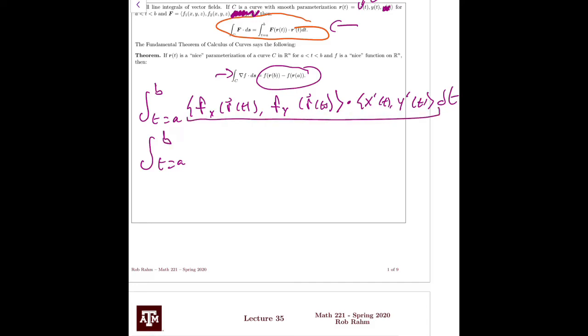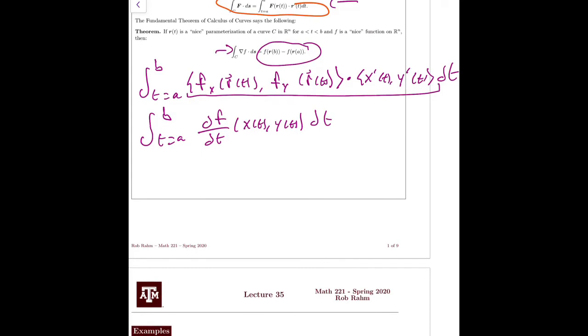what is this integrand equal to? All this is the derivative of f with respect to t when you're evaluating it at x of t, y of t, dt. That's all the chain rule says. That's what the chain rule says when f is a function of x and y, and x and y are both functions of t, then f prime of t is equal to exactly this part right here. Okay, but this is just equal to the integral, t equals a to b, of f prime of r of t, where f prime means the derivative with respect to t. Okay, so now f prime is a function of t. This is a scalar valued function.